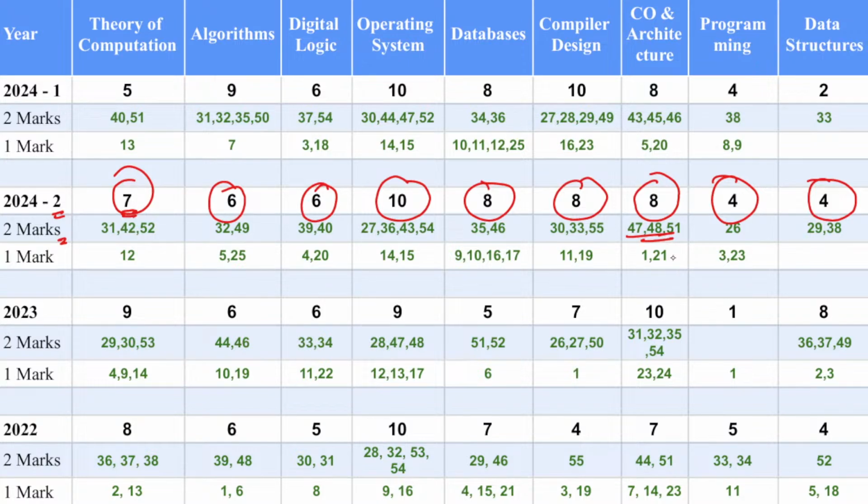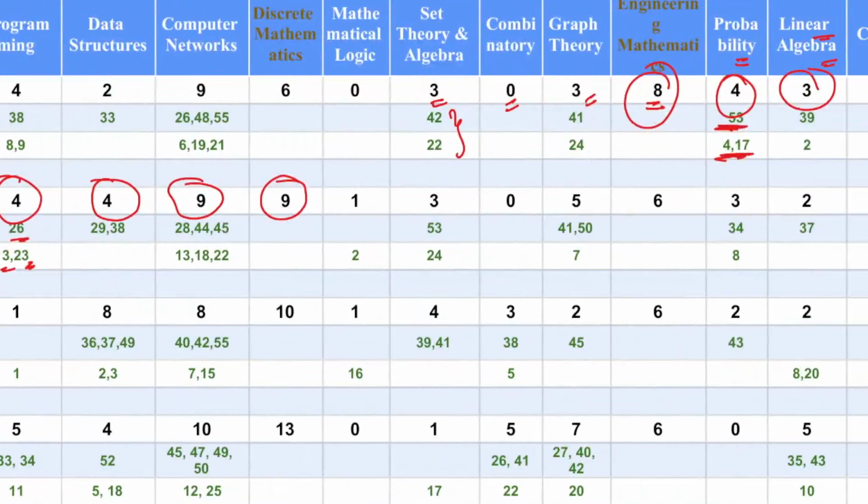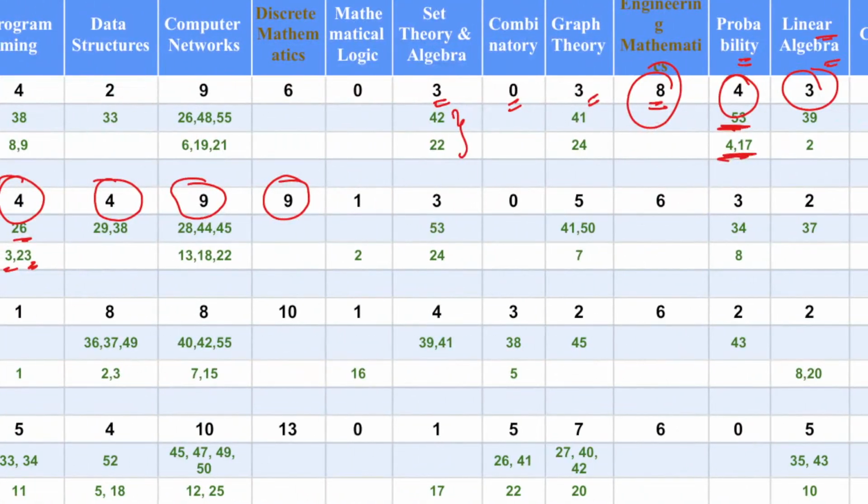Right, everyone? So 1 and 22. After that, programming, 26, 3 and 23 came. So 26 was of 2 marks and 3 and 23 was of 1 mark. After that, this one, 29 and 38. Alright, everyone. So you can see that for computer networks, 9 mark question came. 28, 44, 45, 13 and 18. And 22 also. Alright. And for discrete mathematics, you can see 9 mark question came.